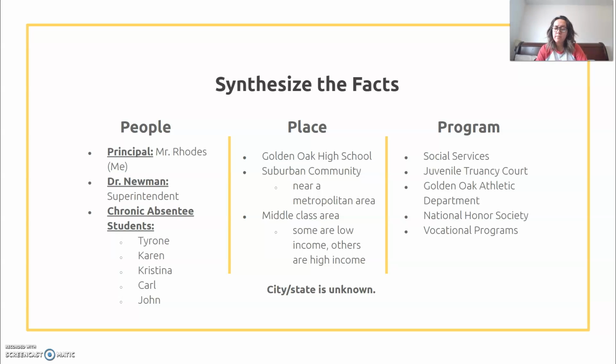For programs, we have social services that could be involved or are getting involved because of truancy. The Juvenile Truancy Court, where students go when they are chronically truant with school. The Golden Oak Athletic Department. The National Honor Society, which many students are a part of or have been a part of that are now chronically absent. And then the vocational program that Carl was in, that his parents are not pushing the importance of going to school.